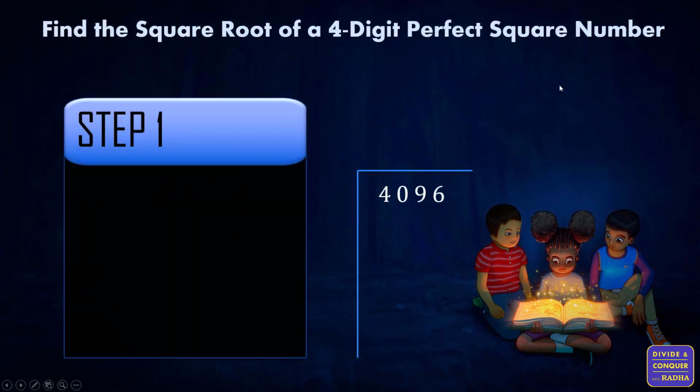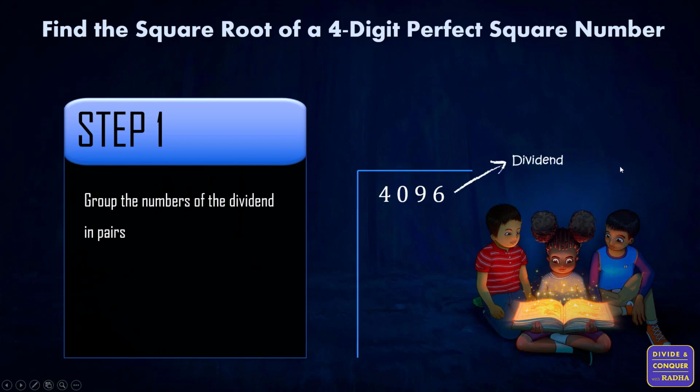So let's find the square root of 4096. This method involves a series of steps, and the very first step is grouping. We need to group the numbers of the dividend in pairs. So 4096 is the dividend, and we need to group this in pairs starting from the right hand, that is from the units digit 6. So 96 is one pair and 40 is the other pair.